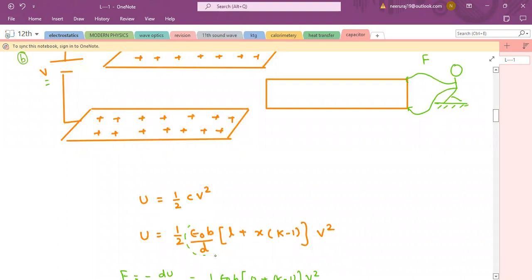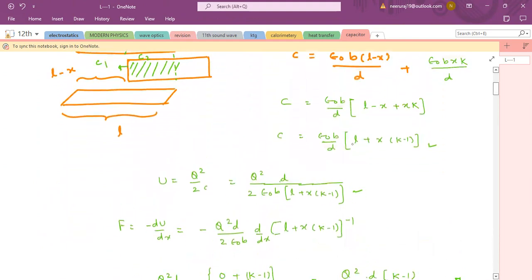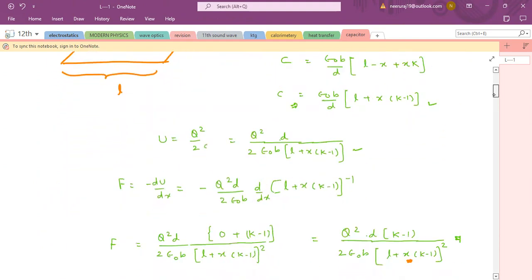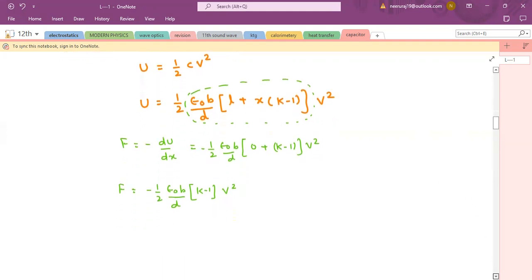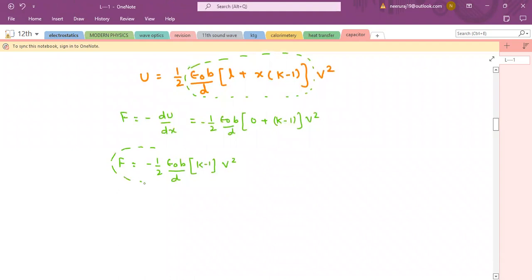And this C I have calculated in the previous problem. This was the C equivalent when the slab is at a distance X, right? And then this is V square. Again, if you differentiate, F equals dU by dx. This term is constant, 1 by 2 epsilon naught b by d, and the differentiation of the other term is 0 plus this goes 1, and b square. This is very interesting to know here, bacho. This force is constant. Just remember that when it is connected by a battery, this force is constant.